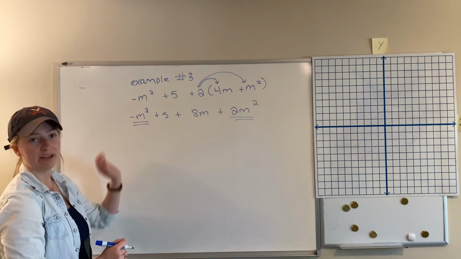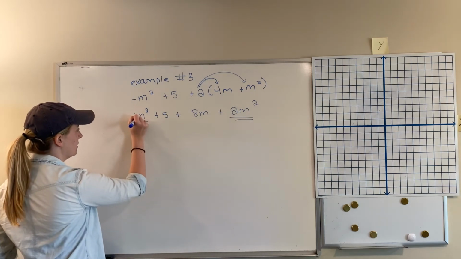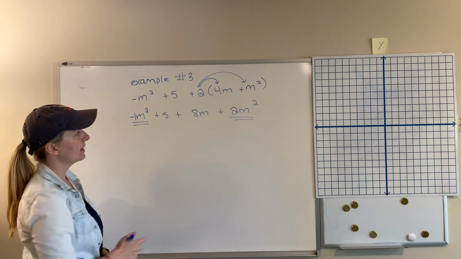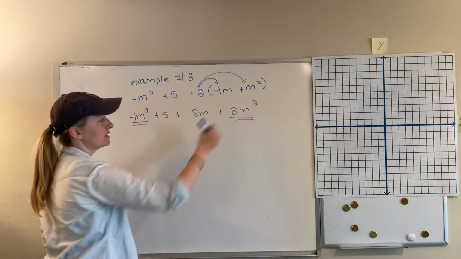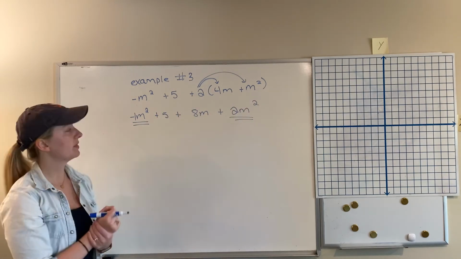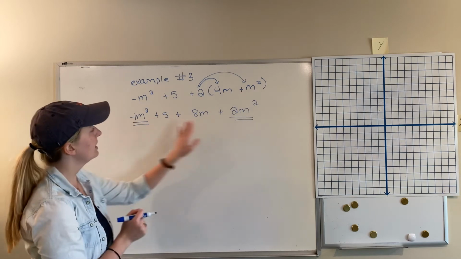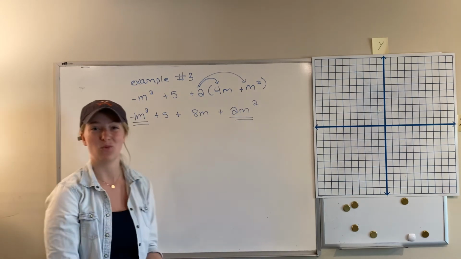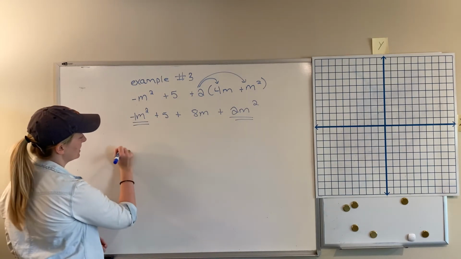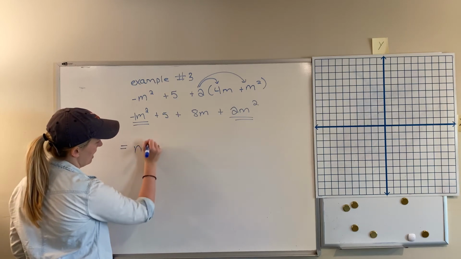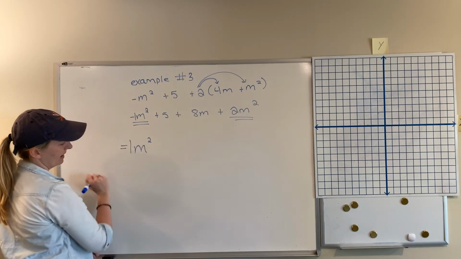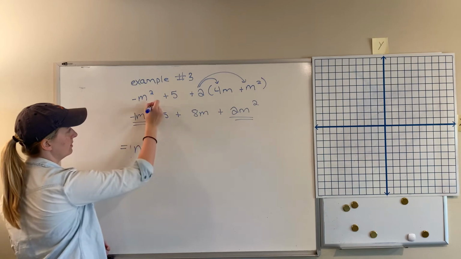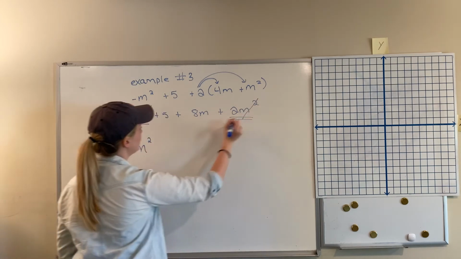There's a hidden 1 in front of this, so it's really just negative 1m squared. And because I have m squared and m squared, same variable, same exponent, they're like terms and I can add them. Negative 1 plus 2 is just 1, and so that just becomes m squared because we don't have to write that hidden 1. Those two have now been combined.